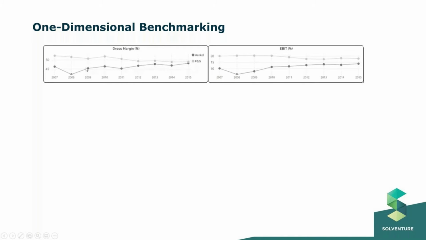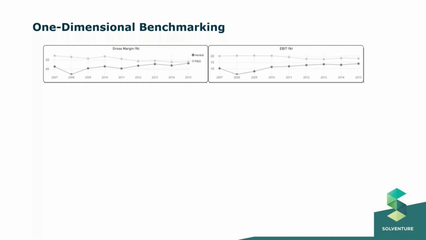So from around 45%, close to 50% gross margin. And we see a comparable behavior in the EBIT. So it's less spectacular in the sense that where the gross margins are very close, in the EBIT there is still a gap between Henkel and P&G. P&G has the EBIT of around 18%, and Henkel rather seems to be around 14%.